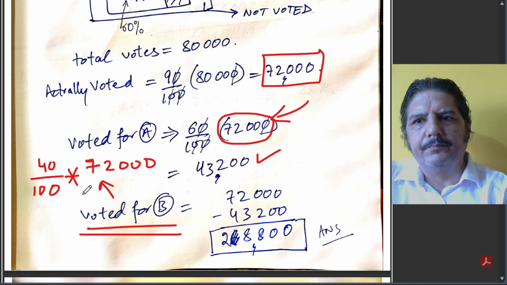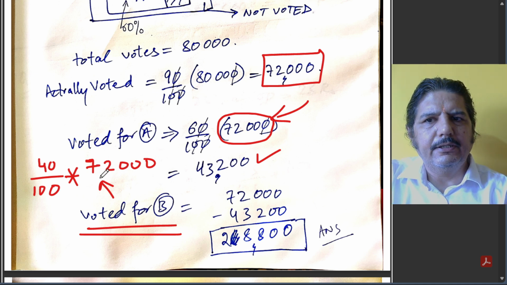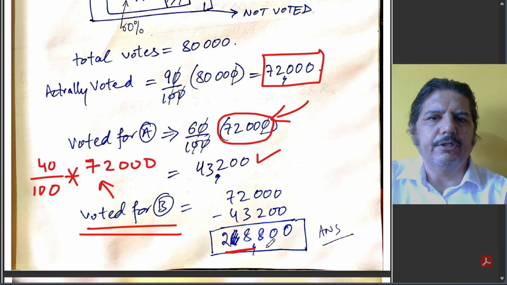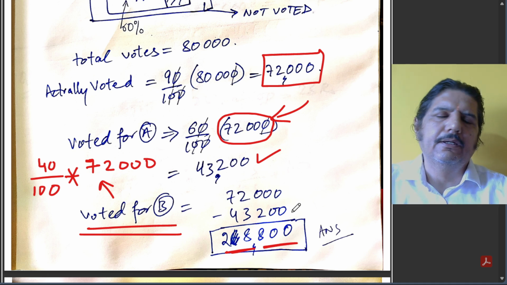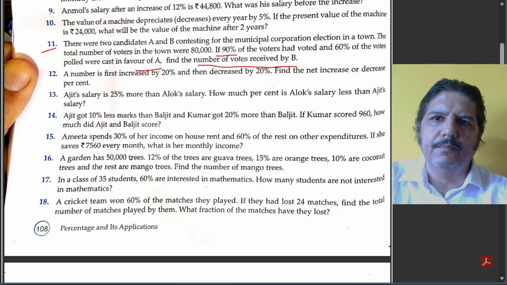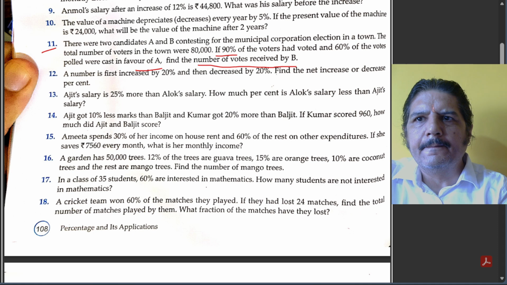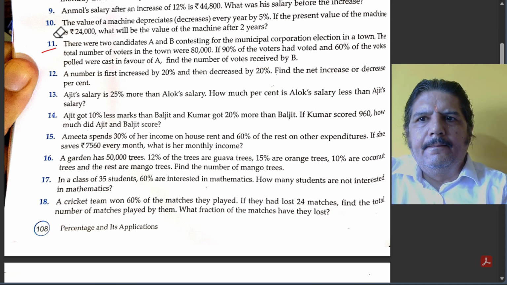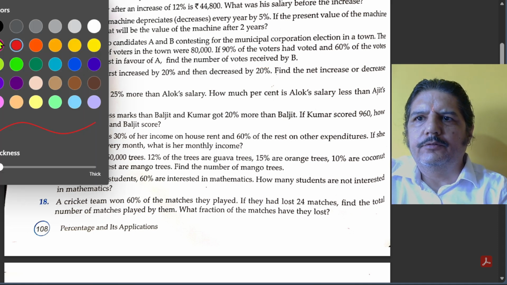Both the methods are same. So 40% of 72,000, again you calculate, it will come to the same answer, 28,800. So both the ways the answer would be the same. Now let's move to the next question.